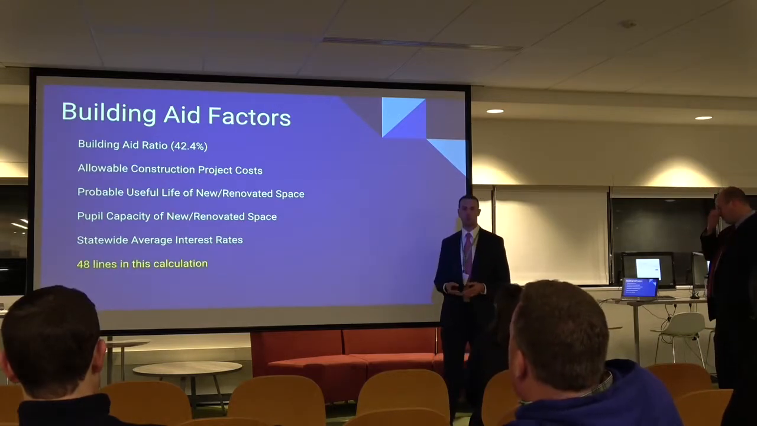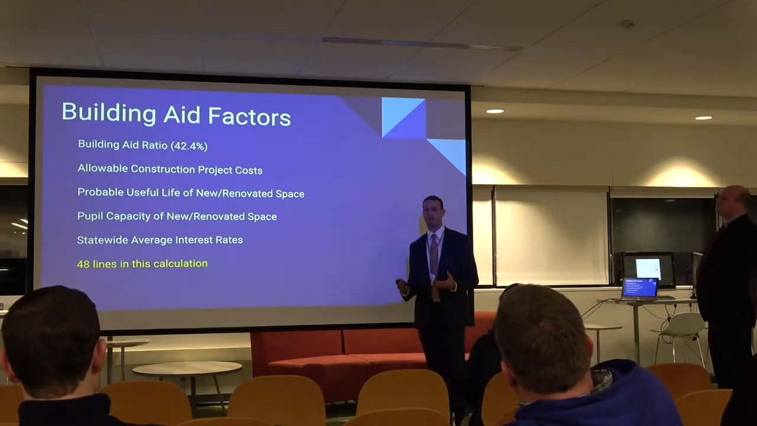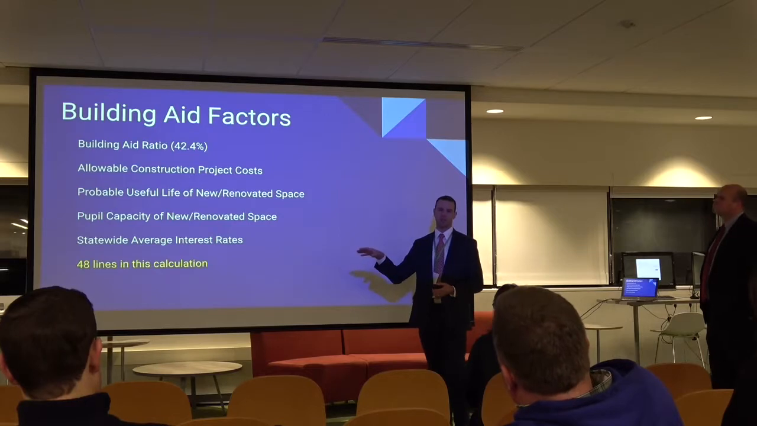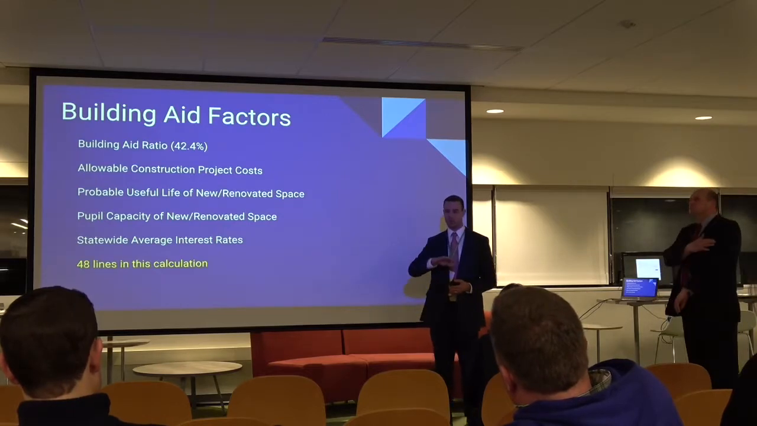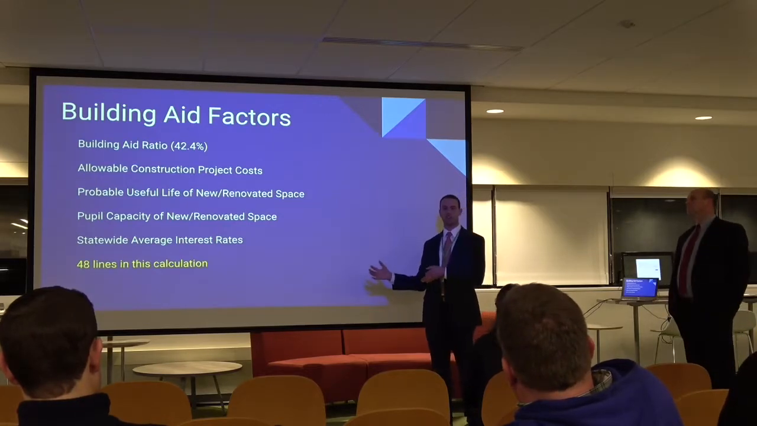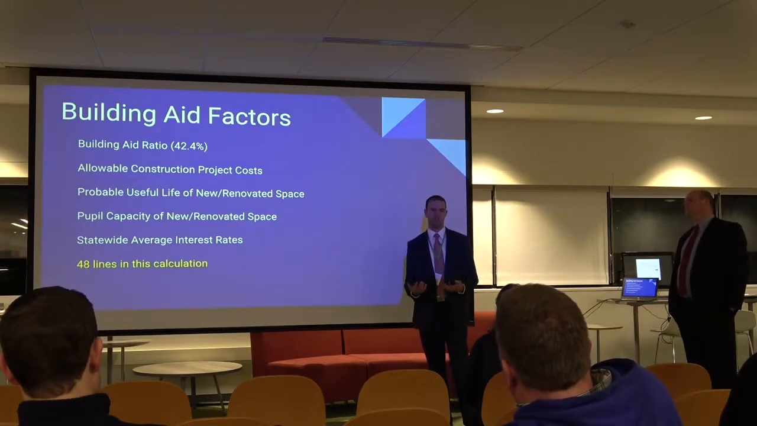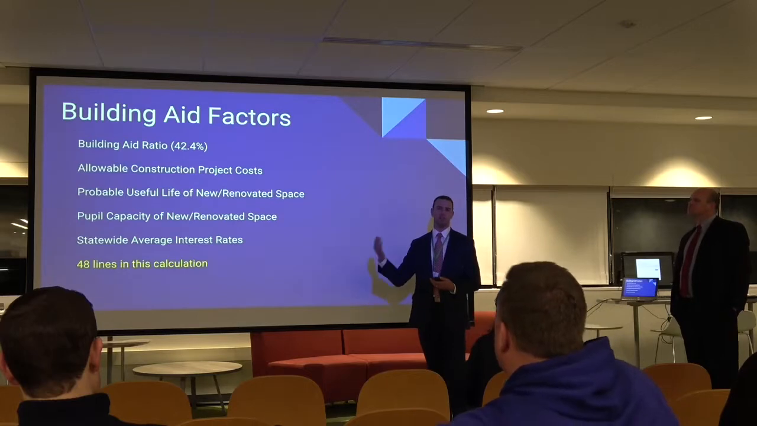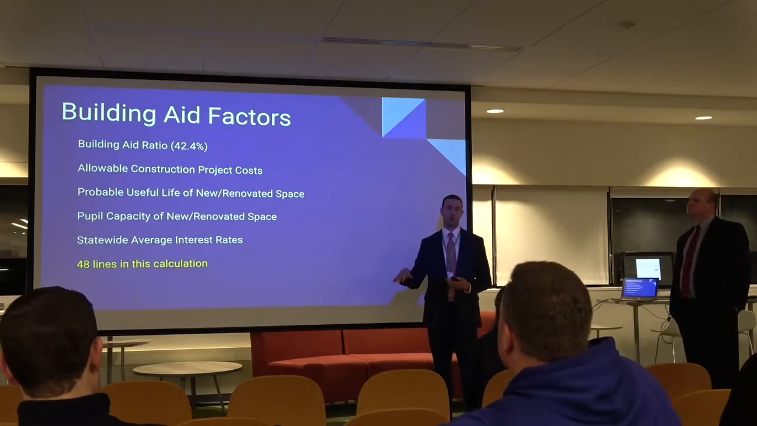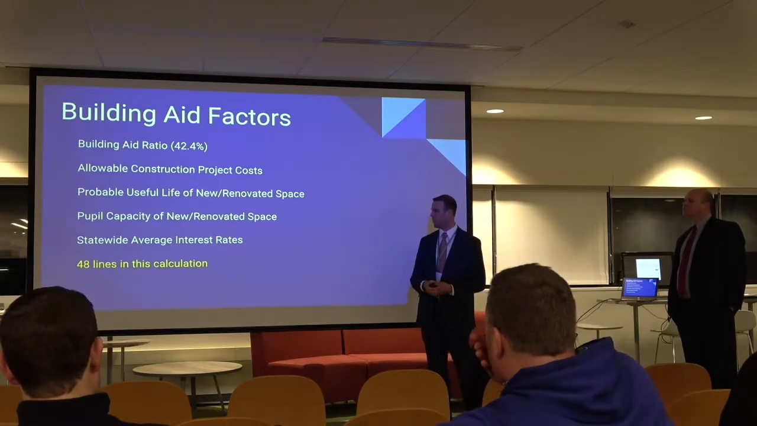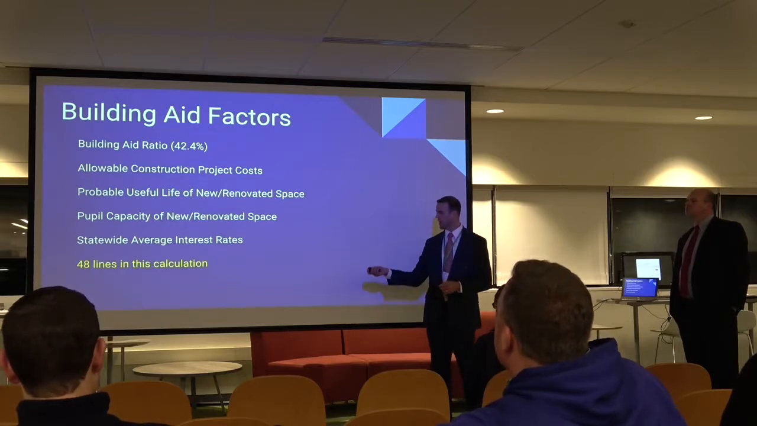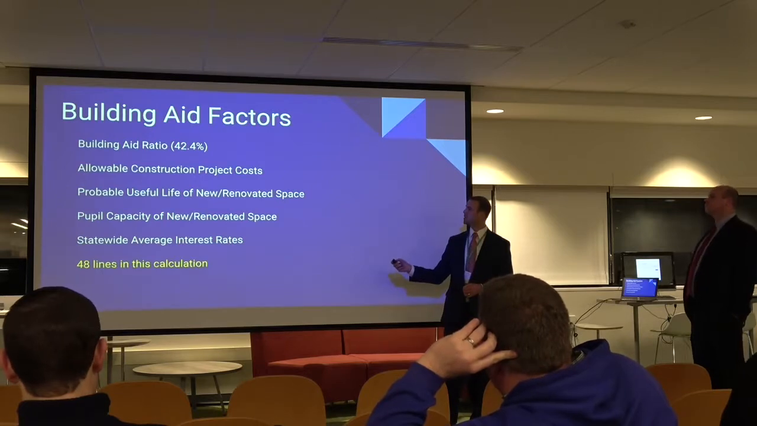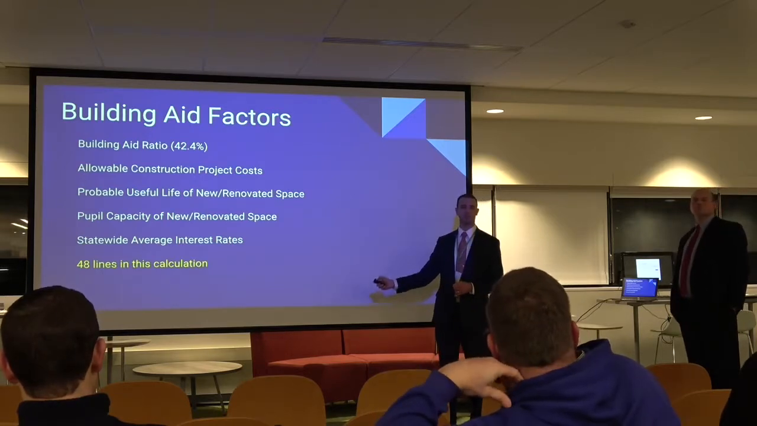Every school district in New York State that has construction debt is required to report the interest rate that they're paying to New York State. The state takes the average of all those interest rates throughout the state and uses that in their calculation, and that incentivizes those districts paying high interest on construction debt to refinance that debt to a lower amount to get within or under the statewide average interest. And again, there are 48 lines in this calculation. Any questions with building aid?